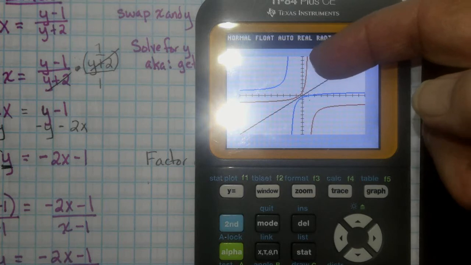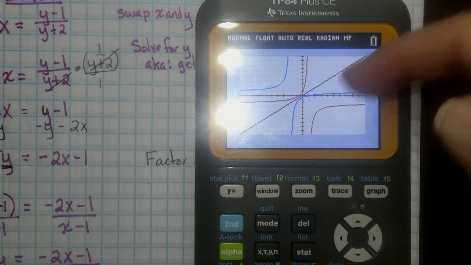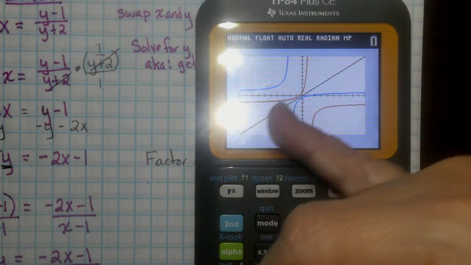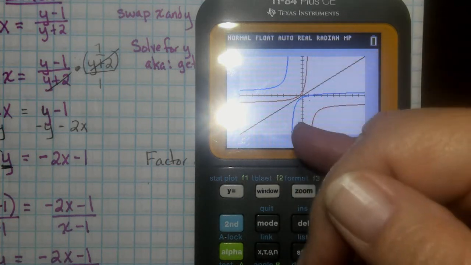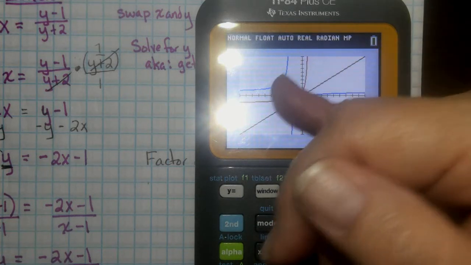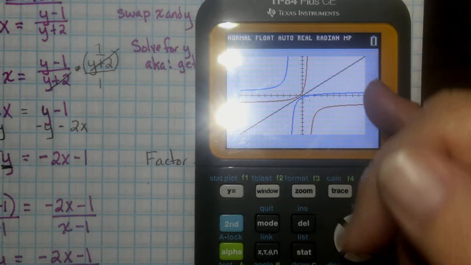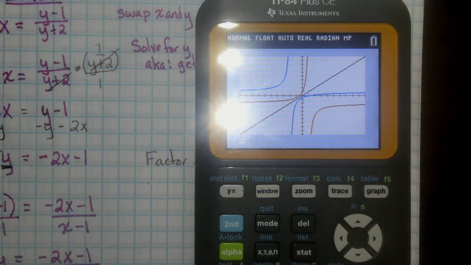Do you see that if I reflect over the line y equals x, do you see how this red portion would flip over and be on top of the blue portion, and this blue portion would flip over and be over here on the red? Because inverses reflect over the line y equals x.